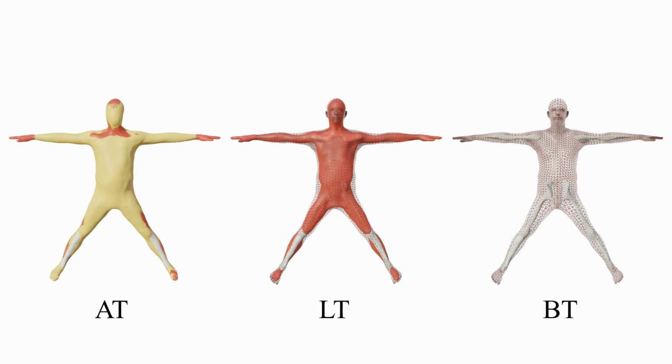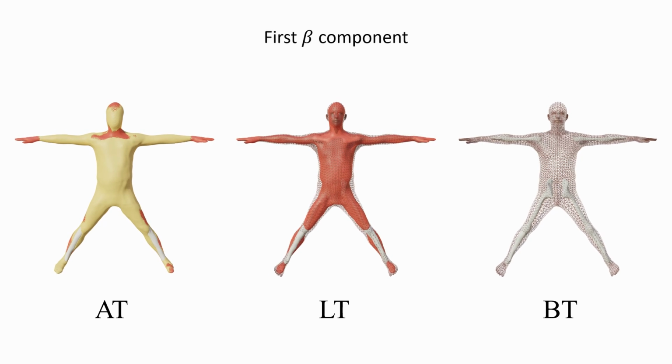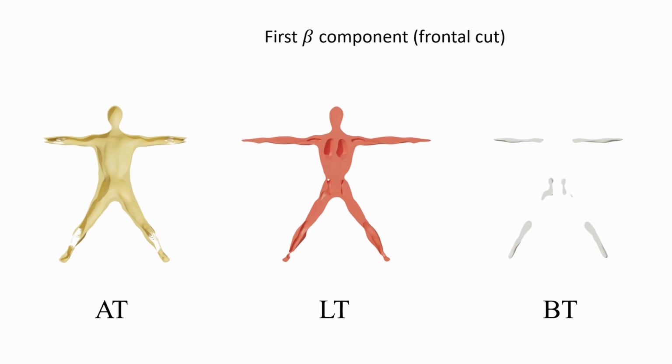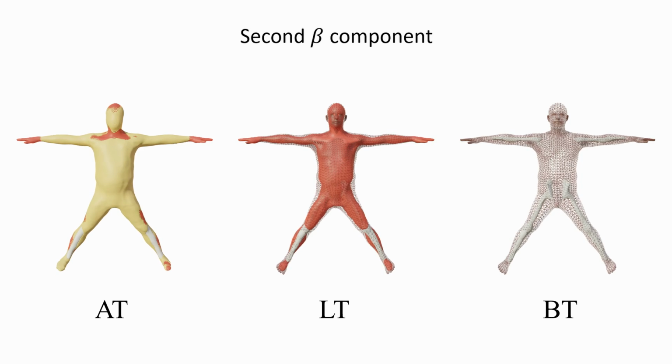Our method enables learning the occupancy of each tissue in the canonical SMPL pose for various body shapes. Here we show the inferred tissue volumes when varying the first beta component of SMPL and the second component.